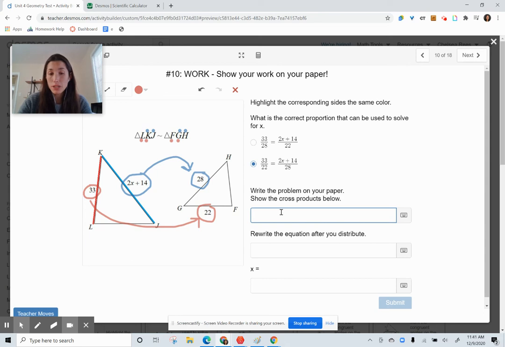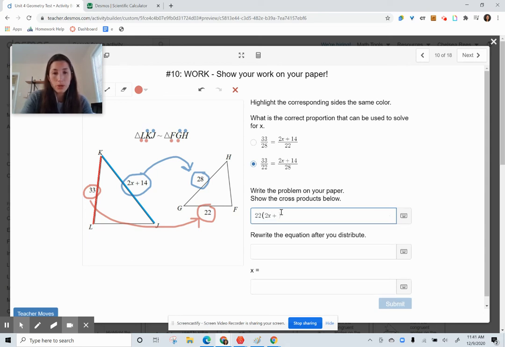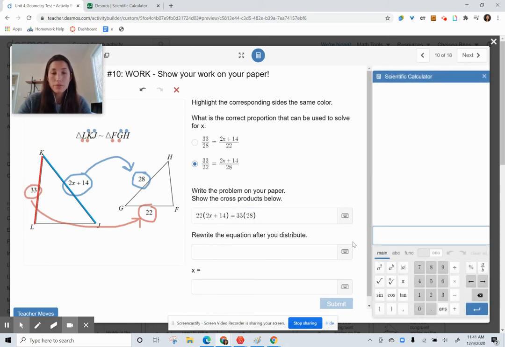So then we multiply our cross products. We're going to do 22 with the 2x plus 14 first, and then I'm going to do the 33 multiplied with the 28. So now we just need to multiply this out and rewrite it after we've distributed. So we're going to do 22 times 2, we're also going to do 22 times 14, and we're going to need that 33 times 28.